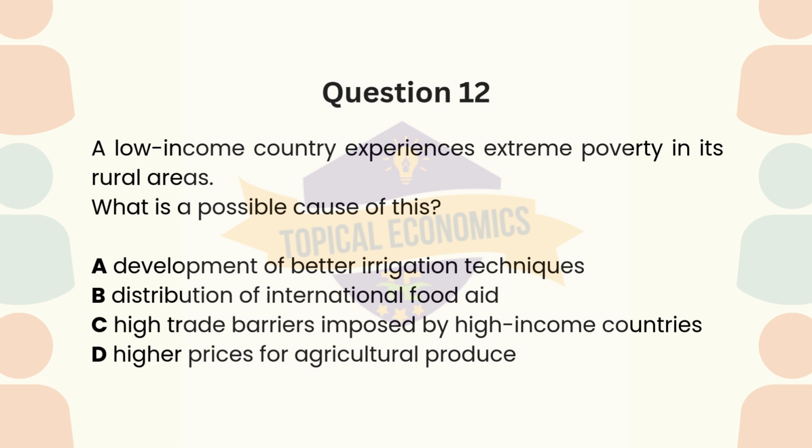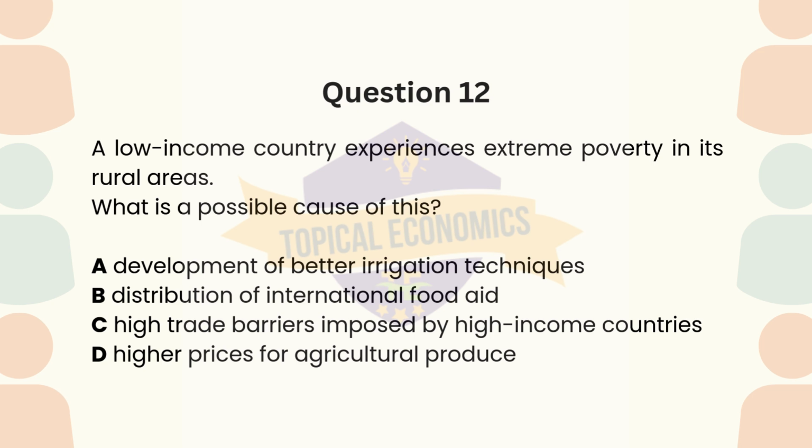Here they have said option A, development of better irrigation techniques. Now while better irrigation can improve agricultural productivity, it is not a cause of extreme poverty. In fact, it could help alleviate poverty by increasing crop yields. This option is incorrect.